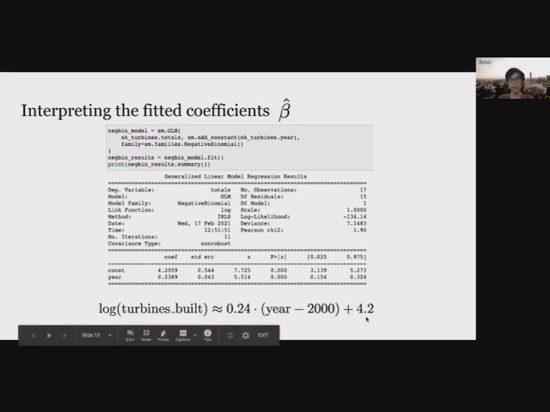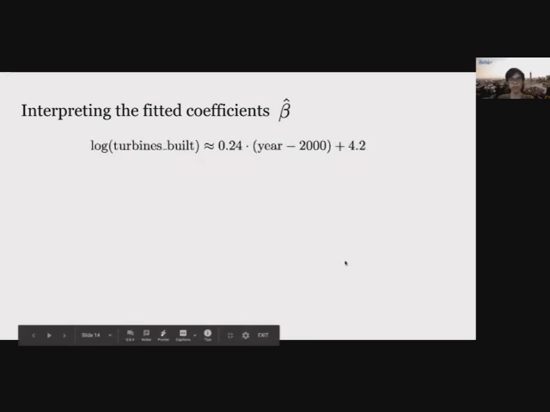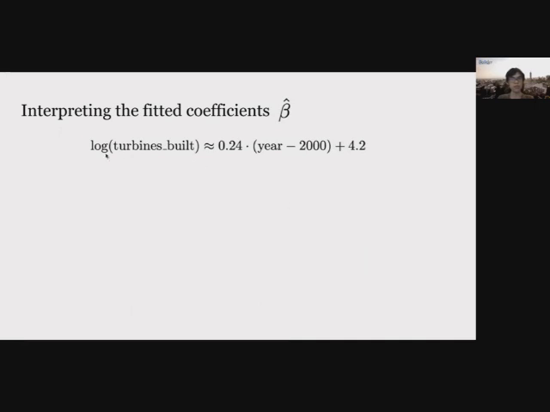All right, so how do we interpret this in words? To do so, we want to take the exponential of both sides. And so this is going to tell us that the number of turbines is going to increase by roughly 24% each year on average. This is because the 0.24 over here becomes the continuous rate of growth once you take the exponential of the right-hand side.